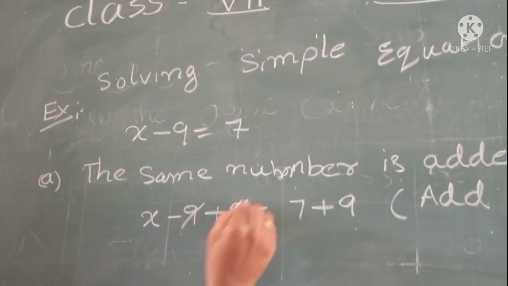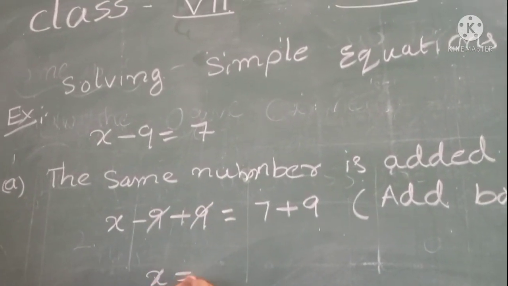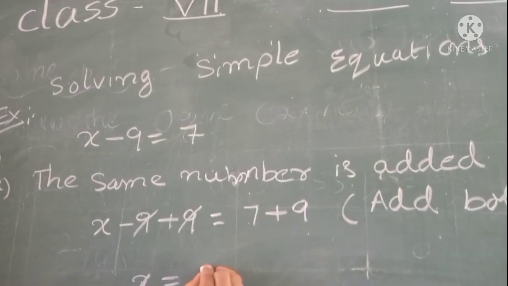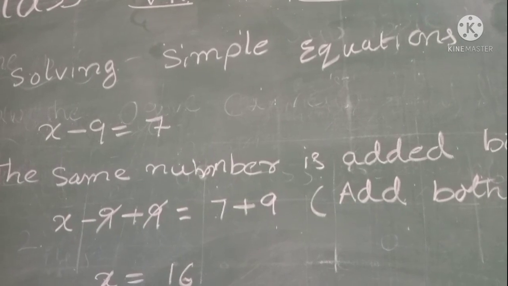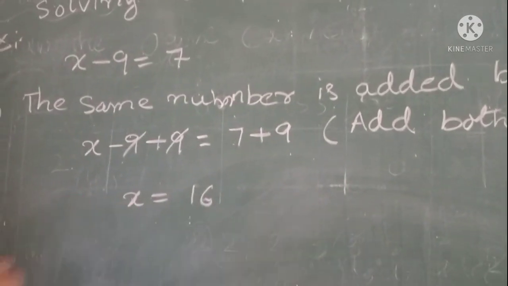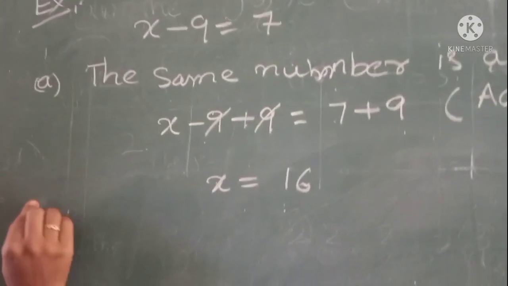So minus 9 plus 9 cancel. Then x is equal to 7 plus 9. 7 plus 9, how much? 16. Okay, x equals 16. We solved the simple equation.